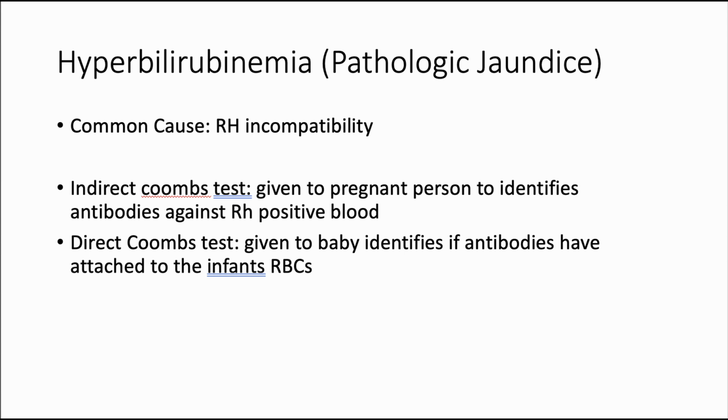We can also do a test after on the baby once it's delivered. That's the direct Coombs test. That's a blood test given to the baby that's going to identify if antibodies have attached to the infant's red blood cells. So those are the two blood tests that we could do that are related to that bad jaundice, that Rh incompatibility. Know which one is during the pregnancy, which one is to the baby.